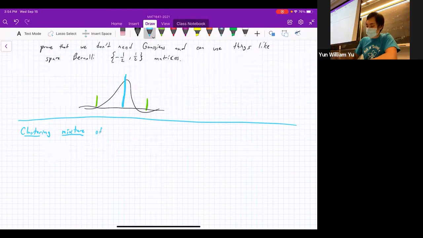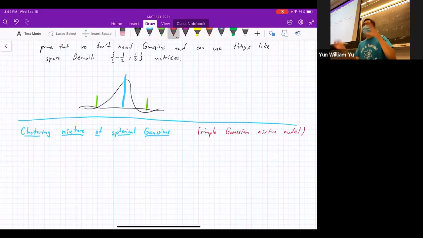So let's say we're clustering a mixture of spherical Gaussians. This is a simple Gaussian mixture model, and we're not going to do anything advanced here. There's an entire theory to Gaussian mixture models, which we might cover in class, or we might not. It's a bit too machine learning-y to fit in with all the rest of this class, but I might mention it a little bit.